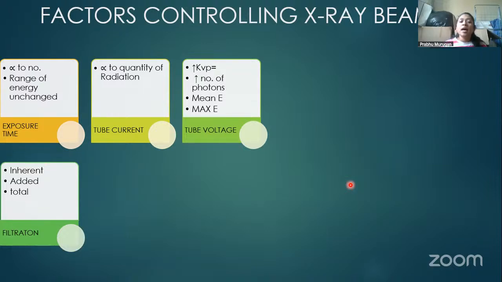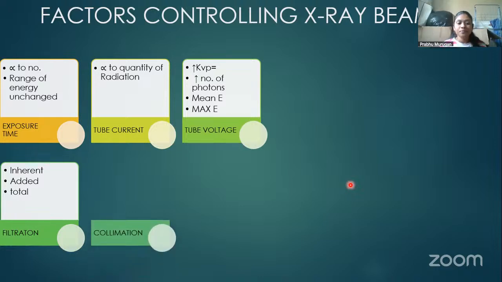Apart from that, for added filtration, we use a material like aluminium added to the X-ray tube. This is again going to reduce the X-ray exposure, and it is going to filter the scattered photons and the low energy photons. So the inherent plus your added filtration equals your total filtration. This total filtration should be equivalent to 1.5 to 2 millimeters thickness of aluminium. It should be equivalent to that value. Then only your X-ray machine is safe and is not going to cause a high radiation exposure to the patient.